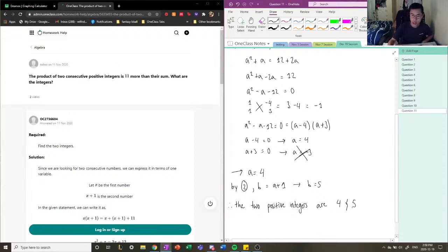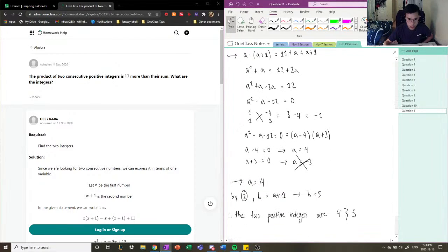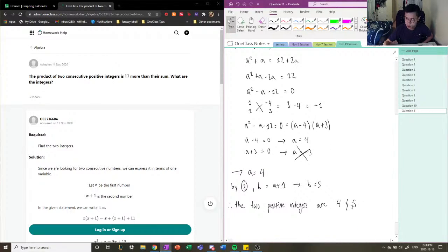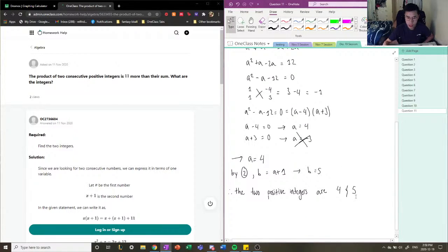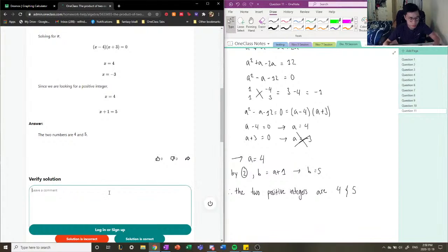Let's just check and make sure that this makes sense. First of all, they have to be consecutive, and they are consecutive, so 5 is 4 plus 1. That satisfies our first condition. A times B is equal to C, which is 20. Okay, so they have a product, sure. Most numbers have a product. But does C equal 11 plus A plus B? Does 20 equal 11 plus 4 plus 5? 4 plus 5 is 9, 9 plus 11 is 20. 20 equals 20. So we have found our answer, which is 4 and 5. Therefore the solution is correct.